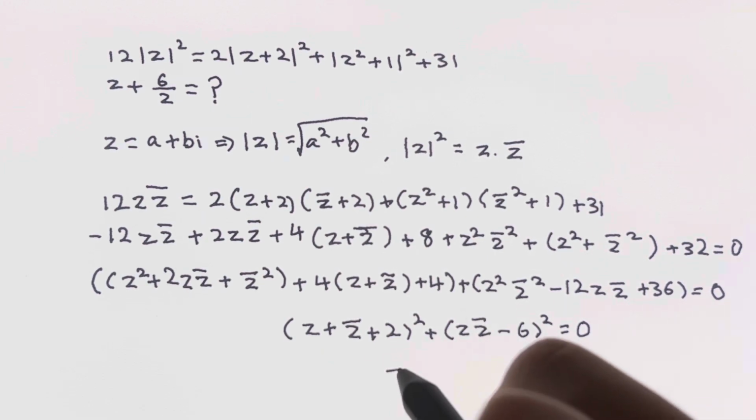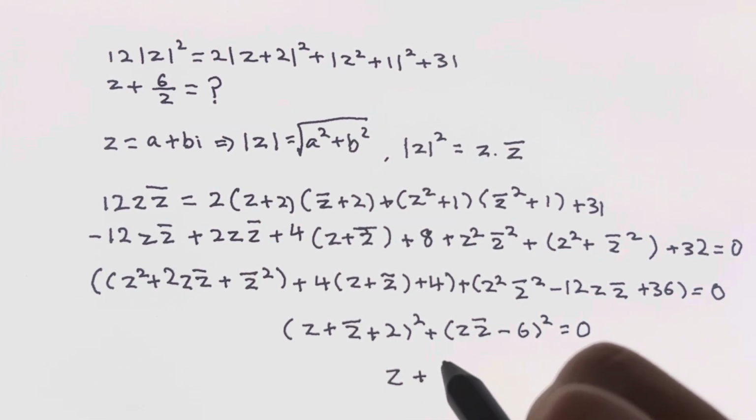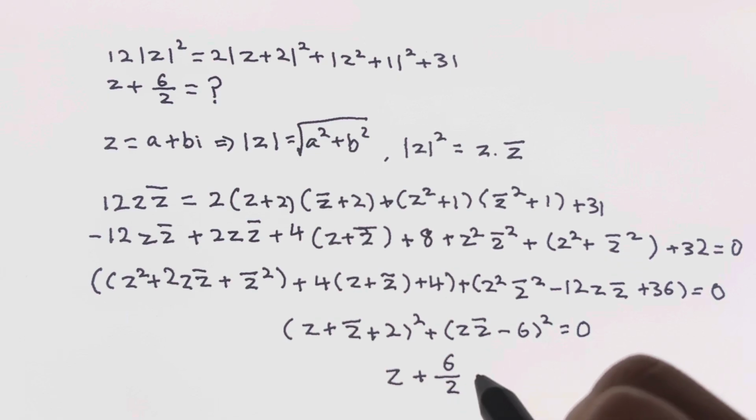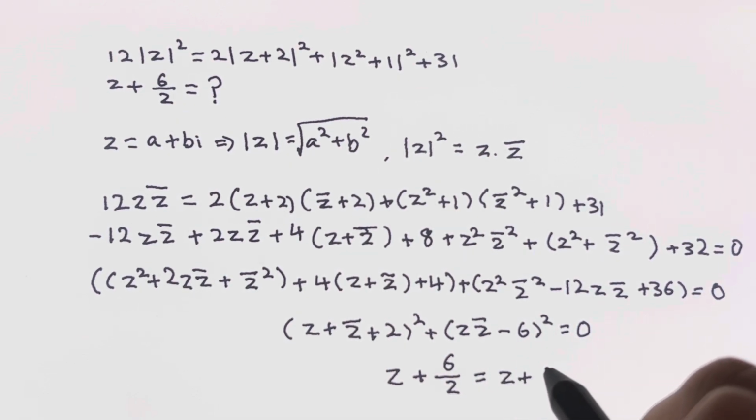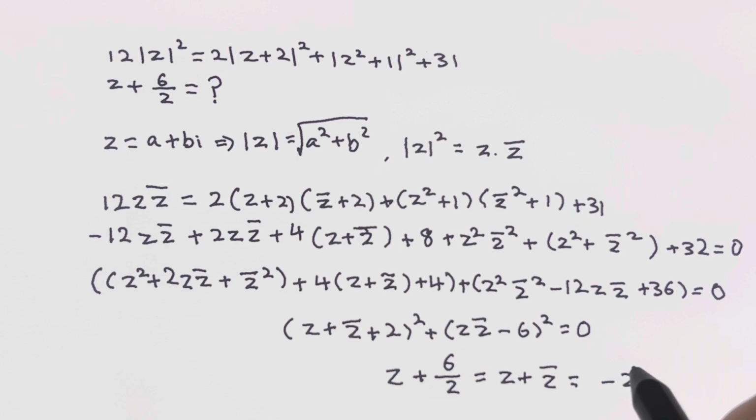So at the end, we can get that z plus 6 over z will equal z plus the conjugate of z, which will equal negative 2. And that's the answer to this problem.